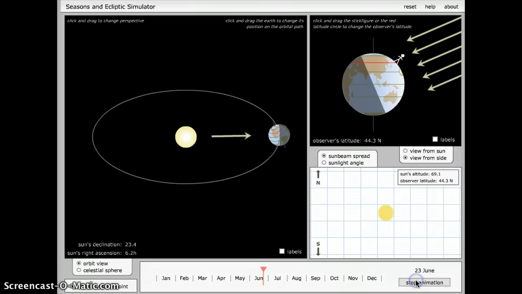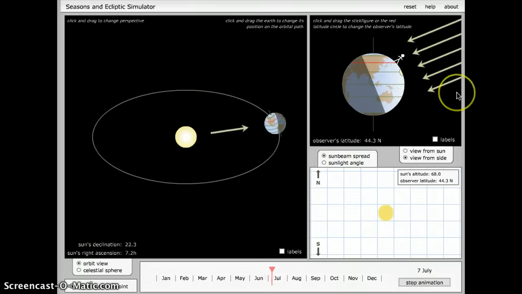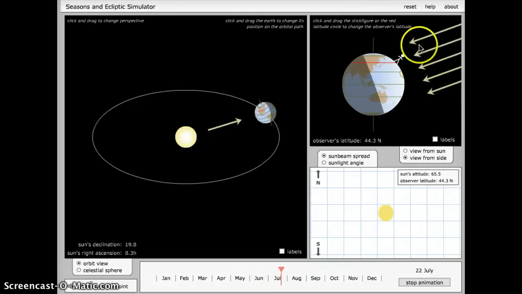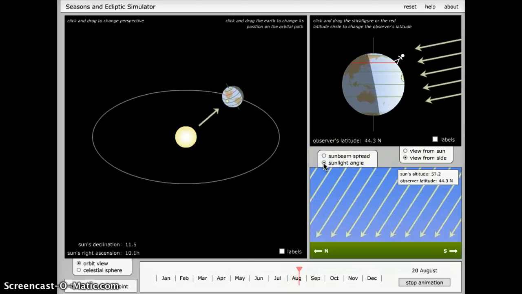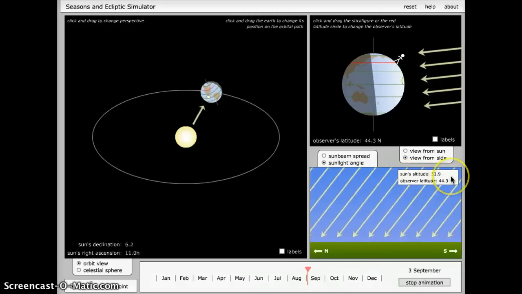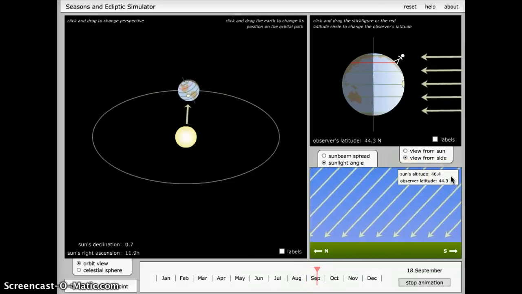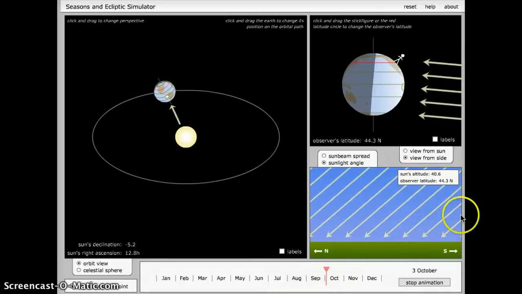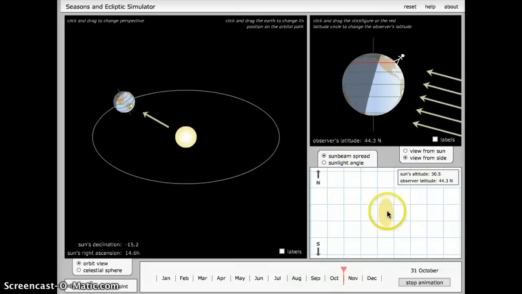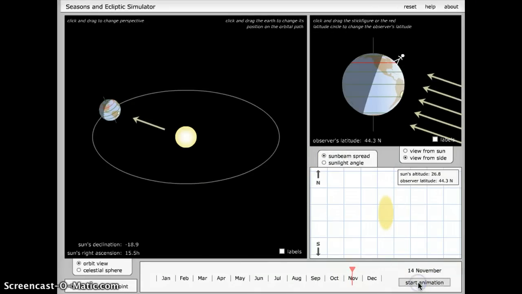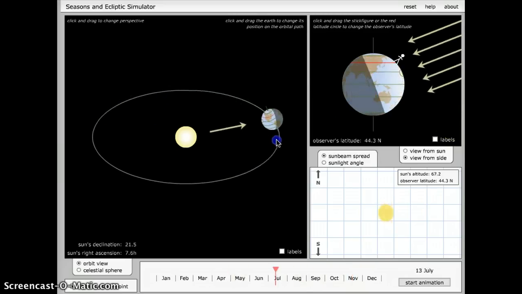If we keep on going, we can see that as we progress into fall, the sunlight is becoming less intense right here because it's not as direct. If I go back to sunlight angle, the sun's altitude is decreasing as we go towards wintertime, and because the angle is decreasing, the sunlight, if we look back here, is not as intense. It's being spread out over a larger area. So during the wintertime, we have shorter days, and the sunlight is spread out over a larger area, which means it's not as intense.